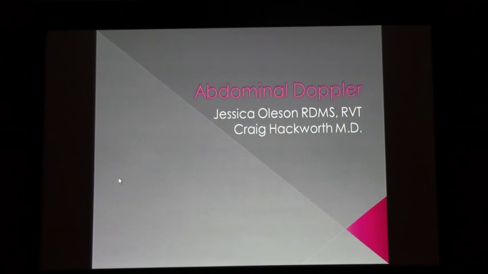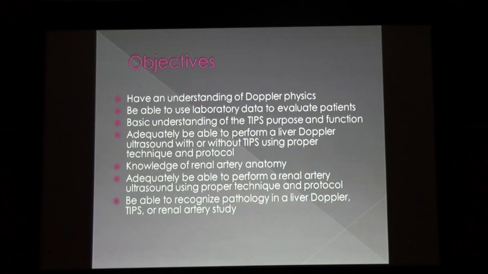Abdominal Doppler. So the objectives: have an understanding of Doppler physics, be able to use laboratory data to evaluate patients, a basic understanding of the TIPS purpose and function, adequately be able to perform a liver Doppler ultrasound with or without TIPS using proper protocol and technique, and knowledge of renal artery anatomy, adequately be able to perform a renal artery ultrasound with proper technique and protocol, and be able to recognize pathology in the liver Doppler, TIPS, and renal artery studies.